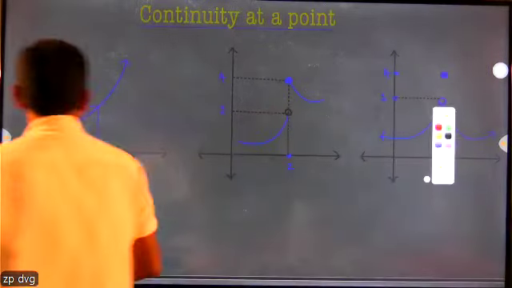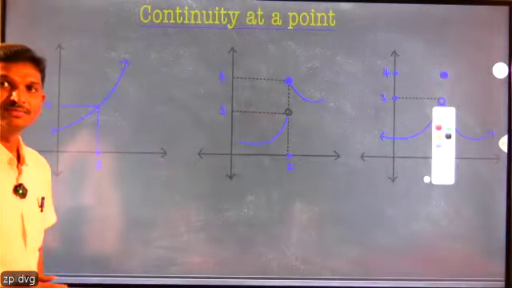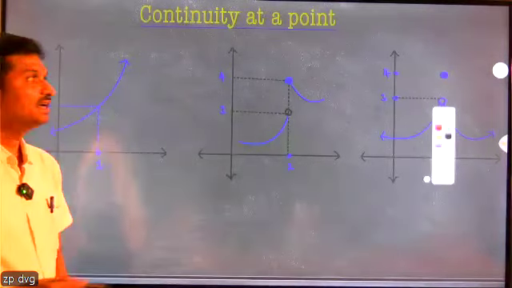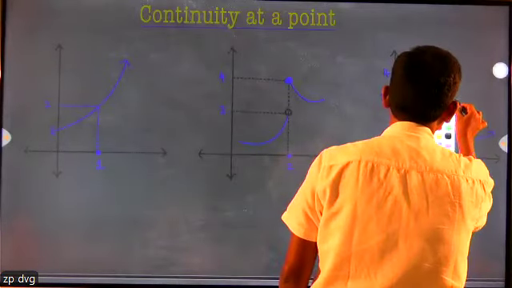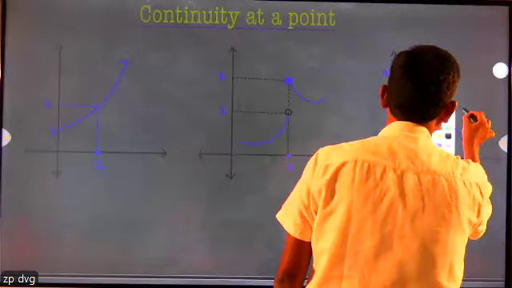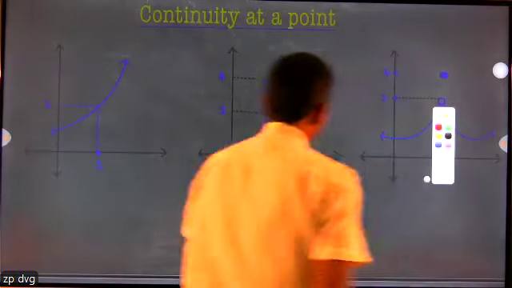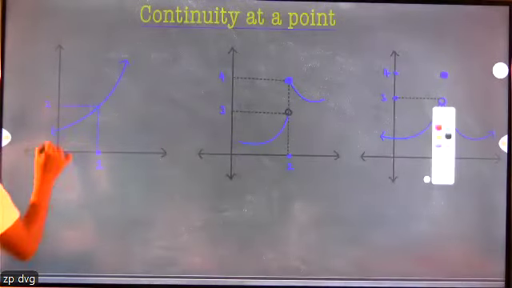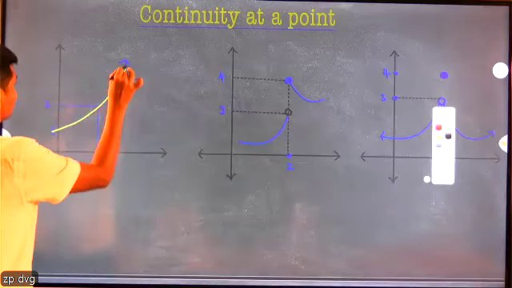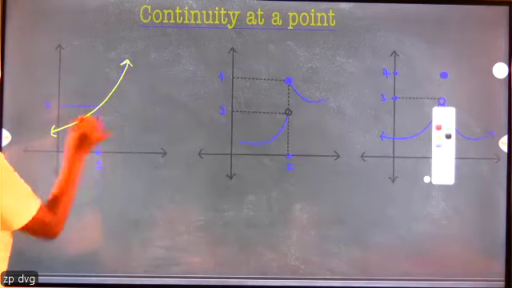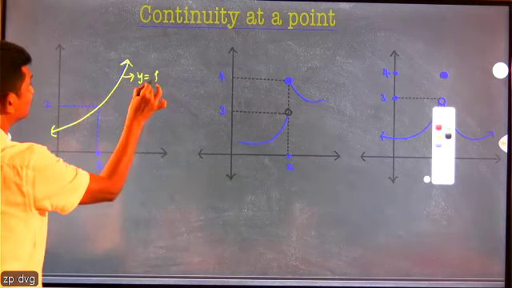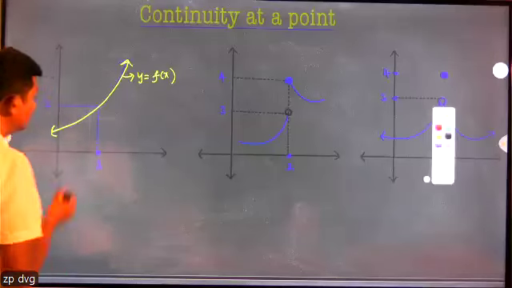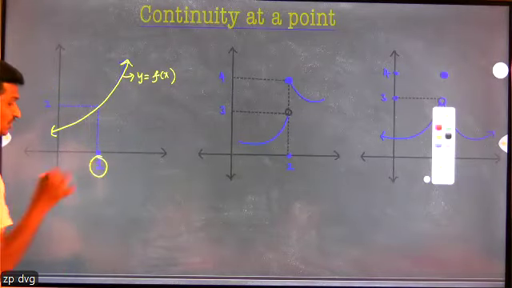We'll try to understand this concept through graphs. Instead of geometrically understanding, graphically understanding is important, and it is easy also. Okay. Look at this. This is the function, like this. We name it y equal to f of x. I am asking you to check the continuity at x equal to 1.